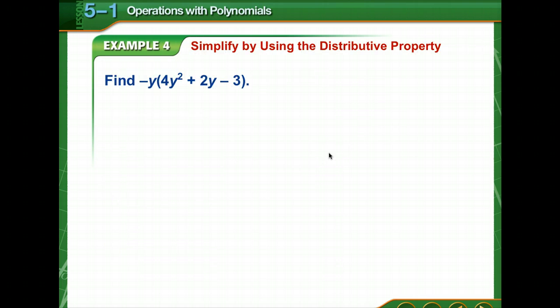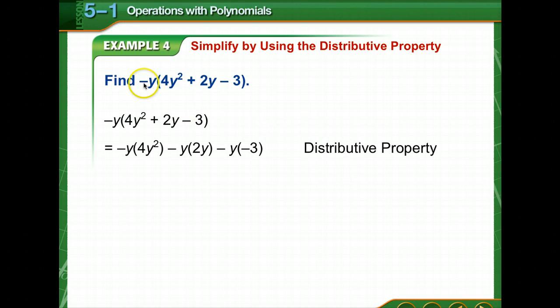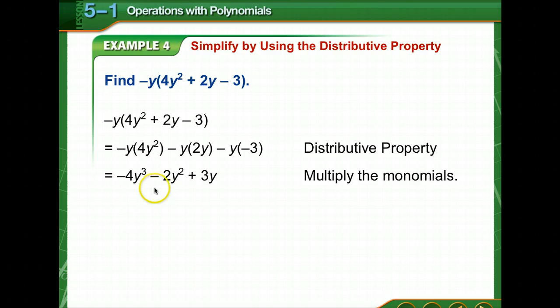Now, adding or subtracting integers results in an integer. So the set of integers is closed under addition and subtraction. Similarly, because adding or subtracting polynomials results in a polynomial, the set of polynomials is closed under addition and subtraction. So now you can use the distributive property to multiply polynomials. So we're going to multiply this negative y times each term inside the parentheses. And when we multiply, our answer is negative 4y to the third minus 2y squared plus 3y.